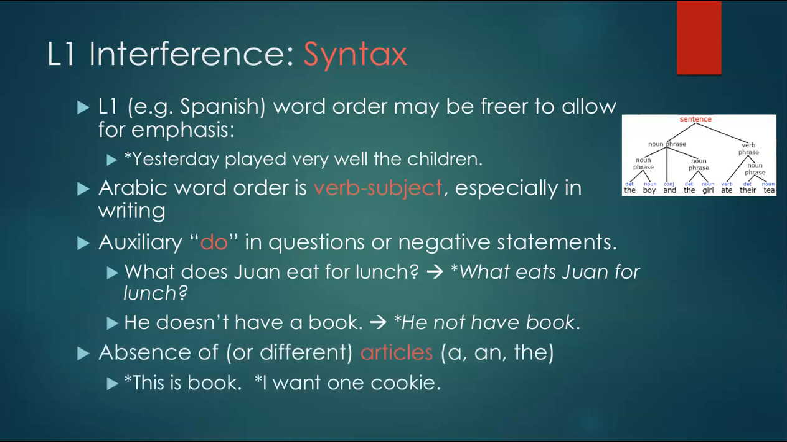Things like articles. They may not exist at all in your students' L1s, or they may have different ones or simpler ones. So we have the articles a, an, and the. And sometimes it can be tricky to figure out which one to use. So you might have students who say, this is book, instead of this is a book, or this is the book. I want one cookie instead of I want a cookie. There's some confusion around which article to choose based on first language interference.